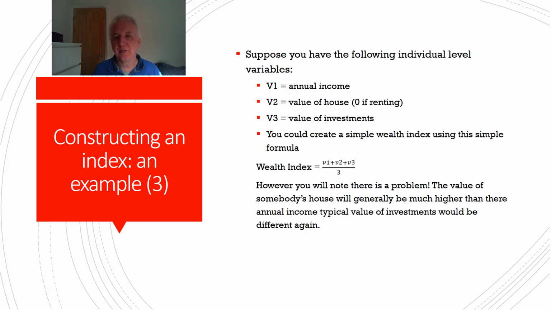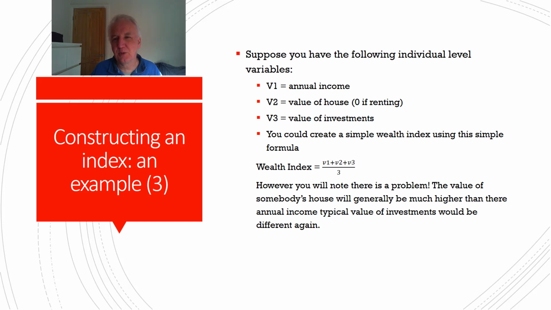Here's another more complex example. Annual income, value of house, maybe it's 0 if the person is renting, and value of investments. Now you could possibly create a wealth index using this formula, but note there's a problem here. The value of somebody's house will generally be much higher than their annual income, and the typical value of investments will be different again. So how would we do this? If adding them together, we would be very much more weighting the value of their house, and that would be somewhat arbitrary and would depend on inflation rates and so on. So how would we handle this?